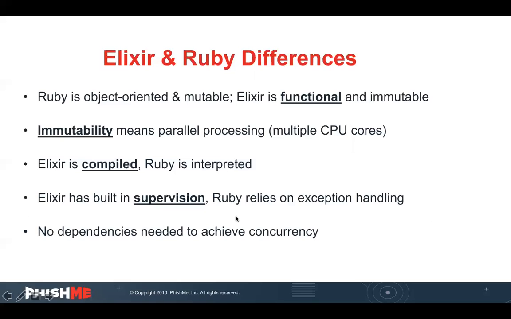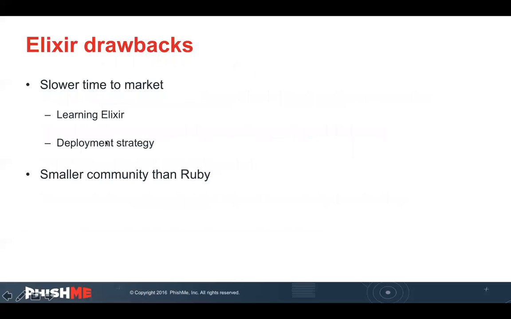And then finally, the last difference is that with Elixir, you don't need any external dependencies to achieve the level of concurrency that we want. So for example, if we want to serve up a million requests with Ruby, we need to add more servers, we need to add more power to the servers. With Elixir, a lot of that's handled out of the box, and I will show you guys that.